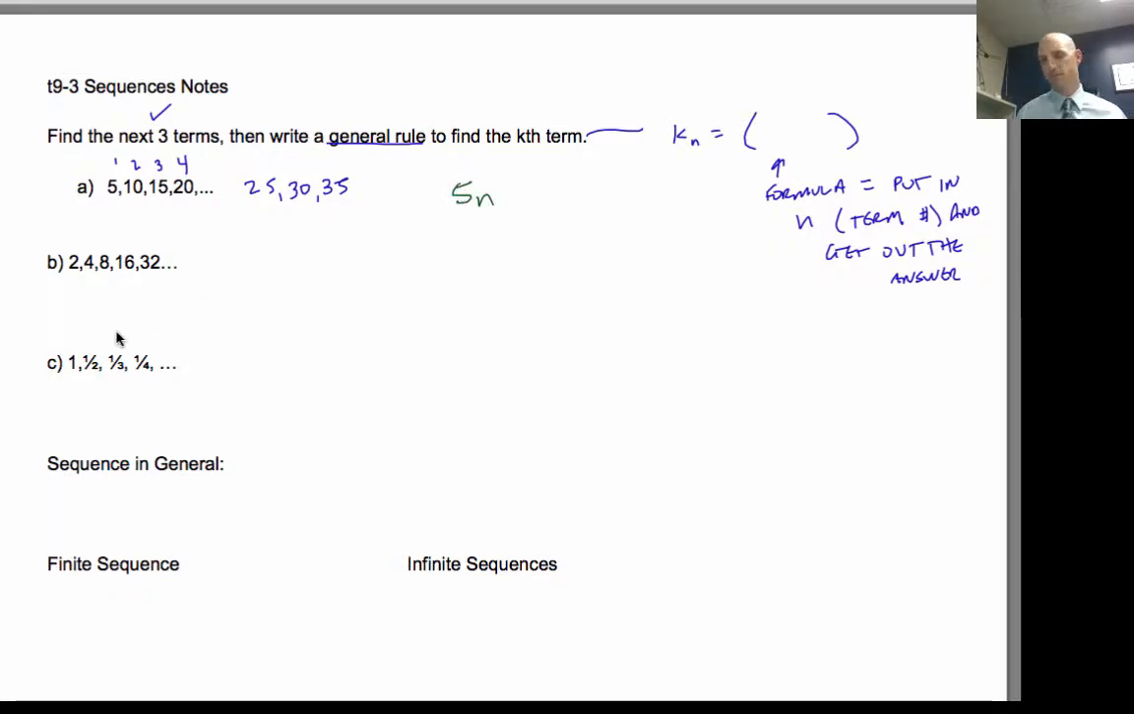Let's look at the next one. Well, okay, so to recount that. So what's the thousandth term? It'd be 5,000 because it'd be 5 times n. All right, so that's the goal of making a general rule. So this is the general rule right here.